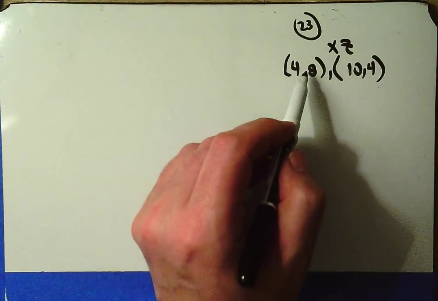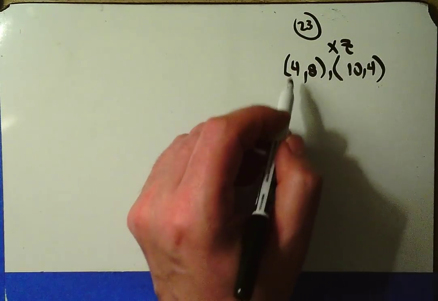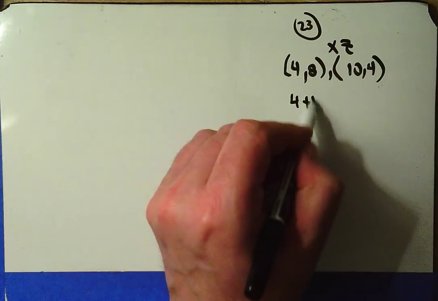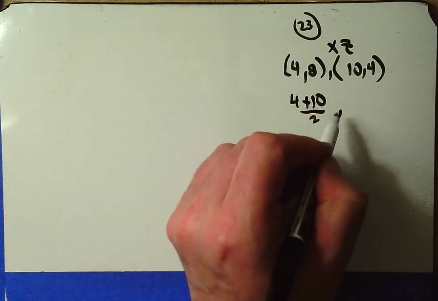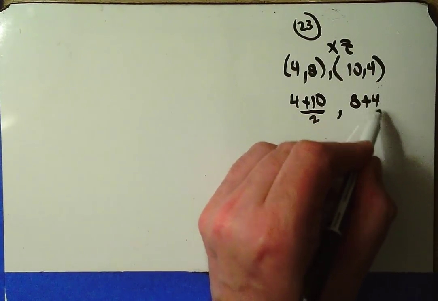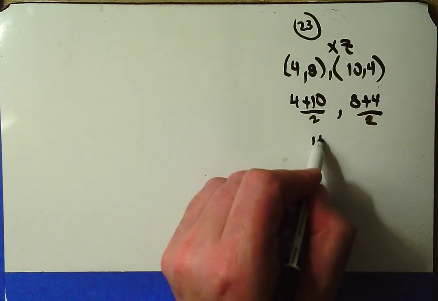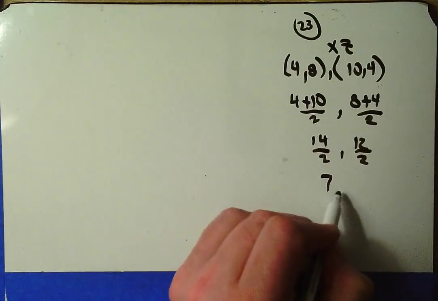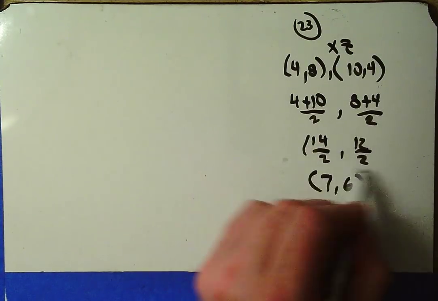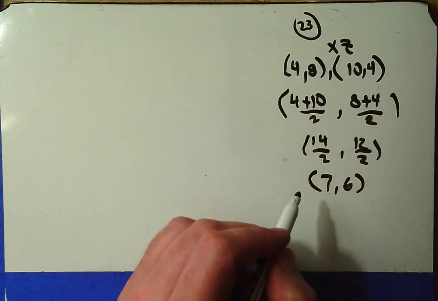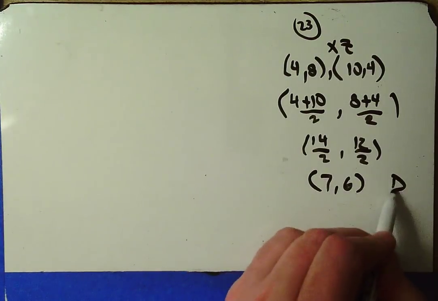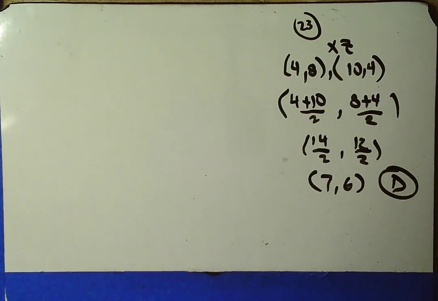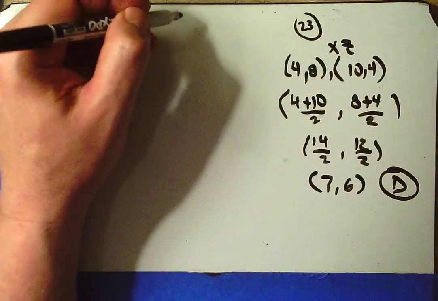And I want to find the midpoint between these two endpoints. So 4 plus 10 divided by 2, 8 plus 4 divided by 2. 14 over 2, 12 over 2, which is 7, 6. So my midpoint is located at 7, 6, and that corresponds with choice D. Let's take a look at 24.